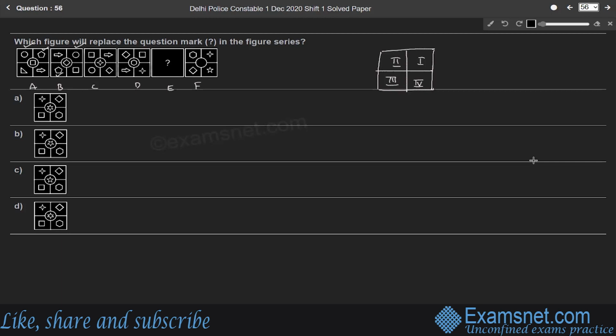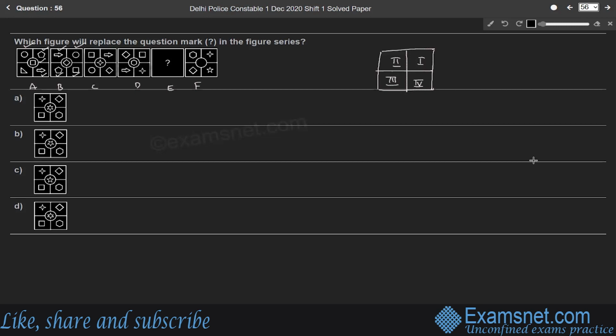And the fourth quadrant element, what is the fourth quadrant element? An arrow mark goes to the second quadrant in the next figure. The center element moves to the fourth quadrant in the next figure. What is the center element? It's a square. It moves to the fourth quadrant. Similarly, this rule is applicable for C and D figures also.